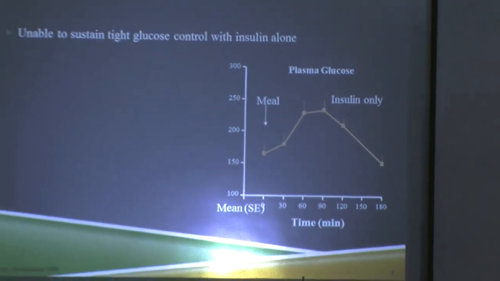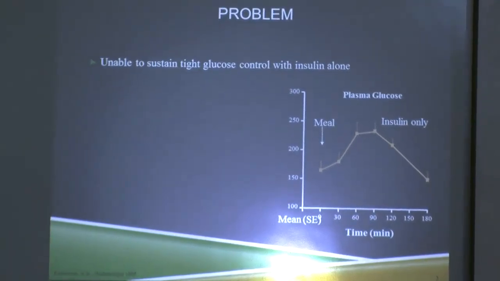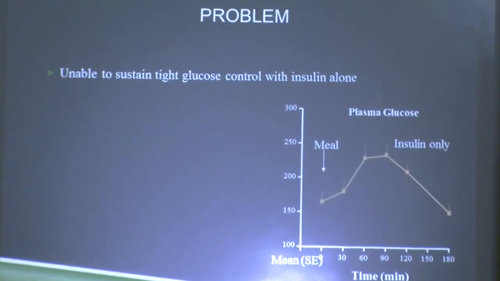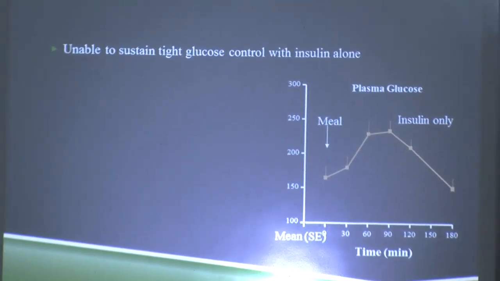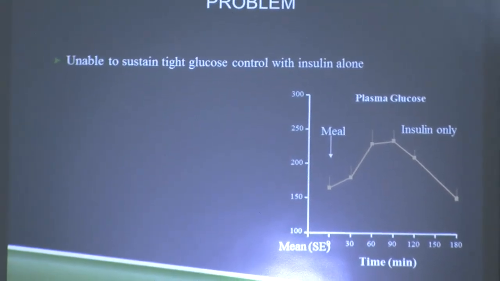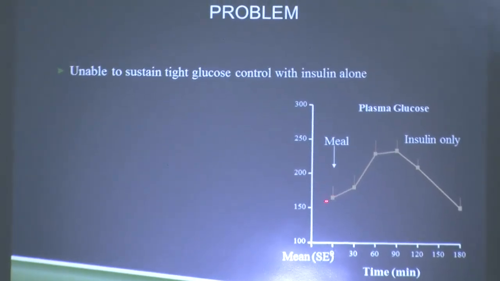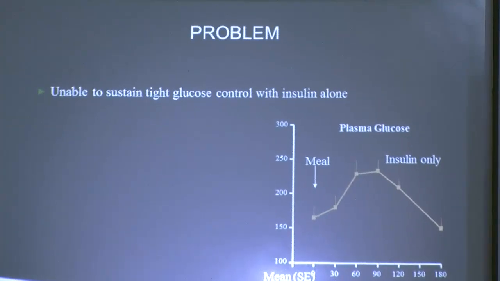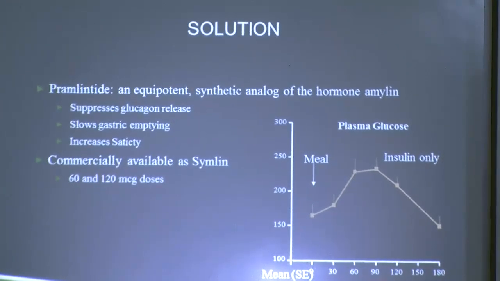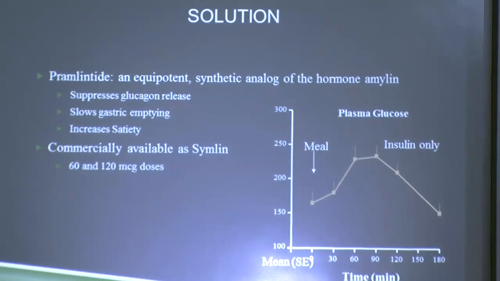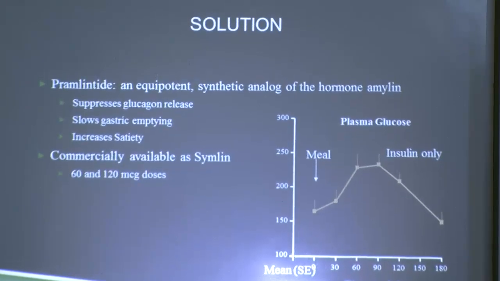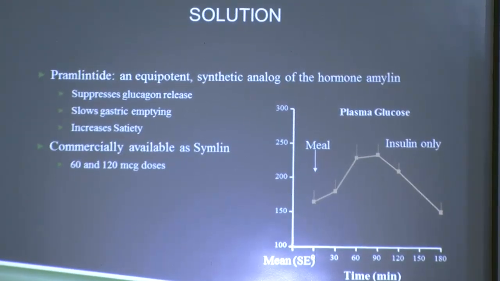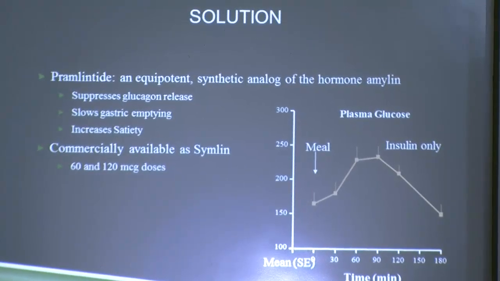So the main problem that diabetics are faced with is the inability to sustain tight glucose control using insulin therapy alone. And this is seen most after a meal. So here we see a meal occurring and a huge spike in glucose that occurs when using insulin therapy alone. So one solution that we found to this problem is the addition of pramlintide, which is an equipotent synthetic analog of amylin. It suppresses glucagon release, slows gastric emptying, and increases satiety.